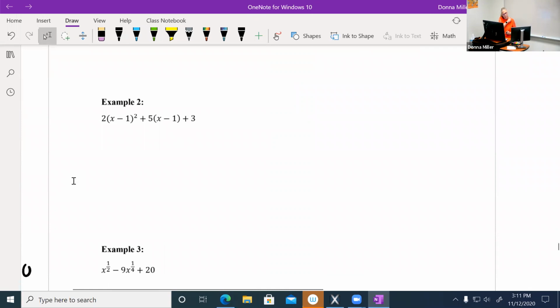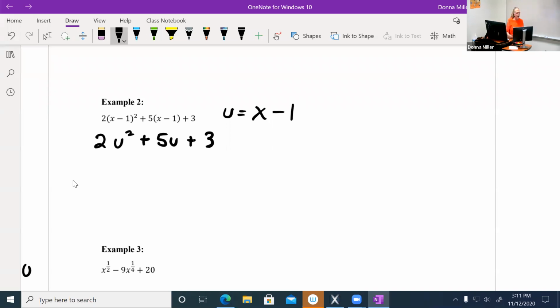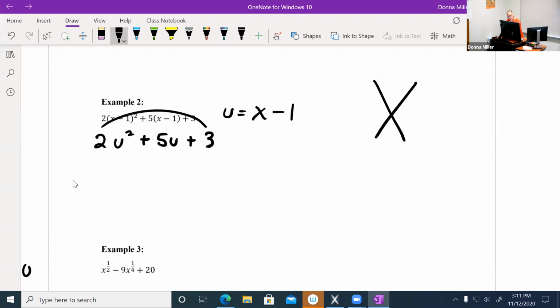All right. So if I want to factor this one, what am I going to let u be? You guys tell me. U equals what? X minus 1. Good. X minus 1. All right. So what I have here is 2 times u squared plus 5u plus 3, right? And now this is something that's a lot easier for me to factor. All right. So 2 times 3, I need factors of 6 that add to 5. So what would those be? 2 and 3. Good. 2 and 3.